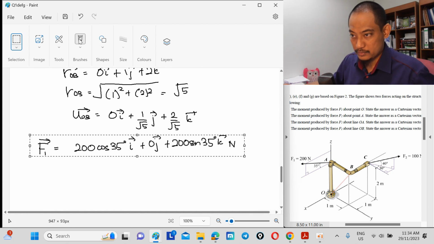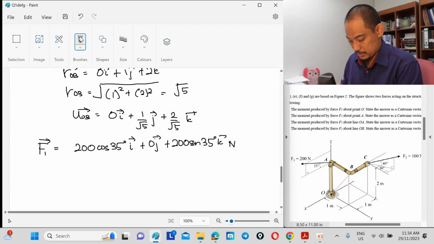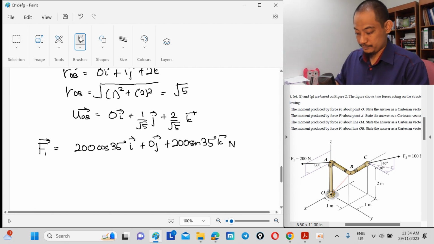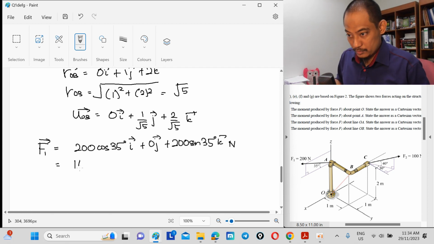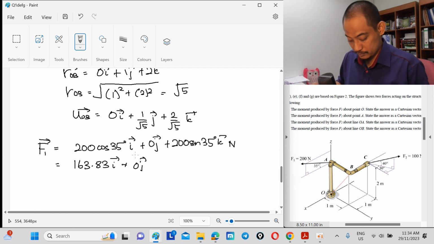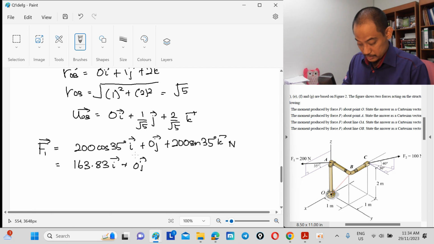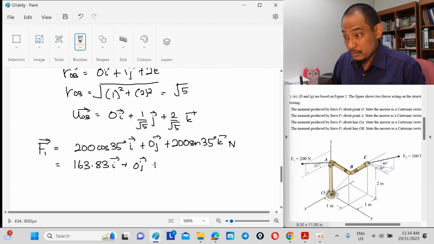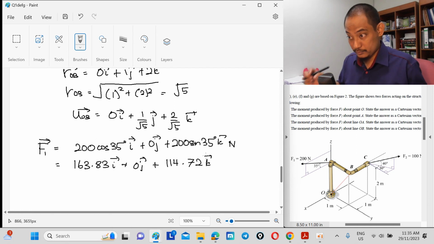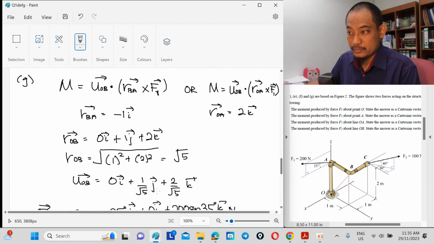From here, let's calculate so that it doesn't take too much space in the matrix. 163.83. 200 times sine 35 is 114. Now, applying the matrix.